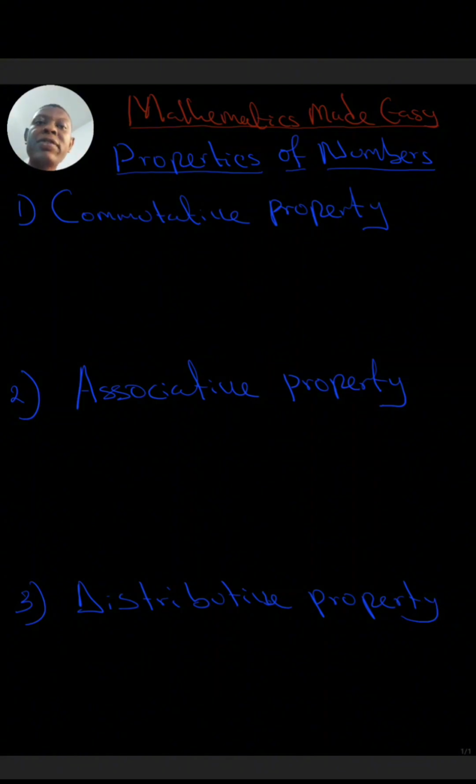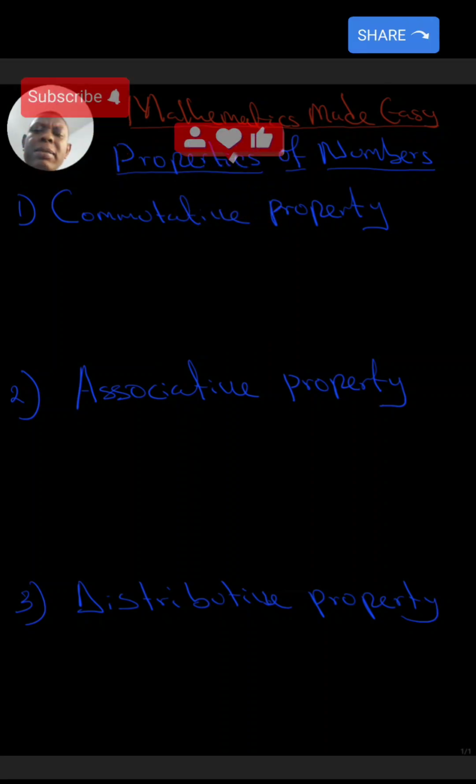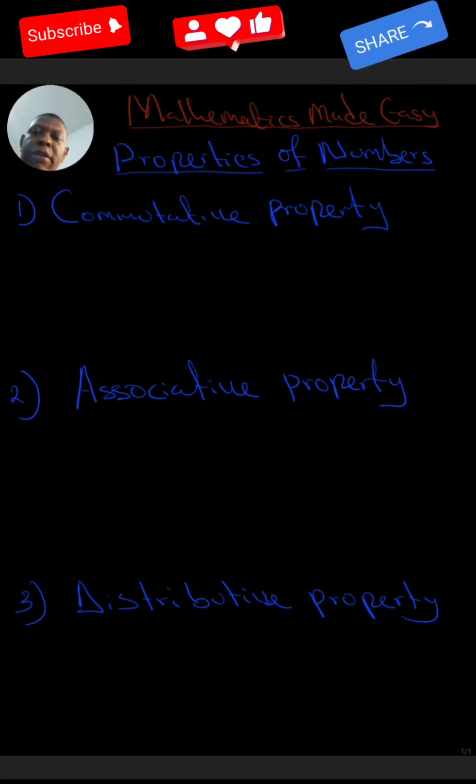In our previous videos and episodes, we have been dealing with numbers, what numbers are, and the different types of numbers. Today we'll be taking a step ahead and looking at the properties of numbers. In this section, we'll be treating three important properties of number: the commutative property, associative property, and distributive property. So let's begin. What is the commutative property of numbers?